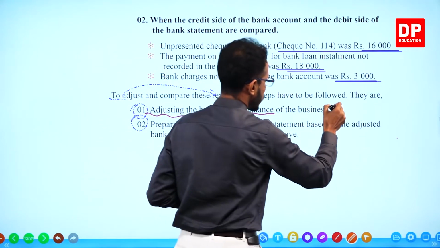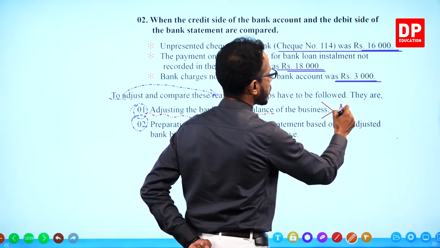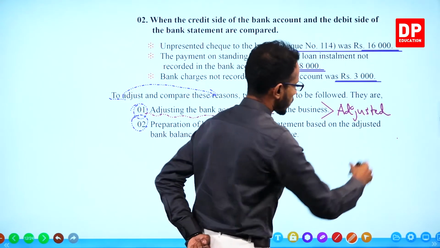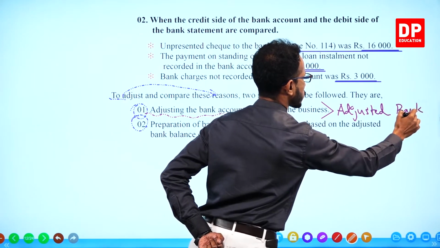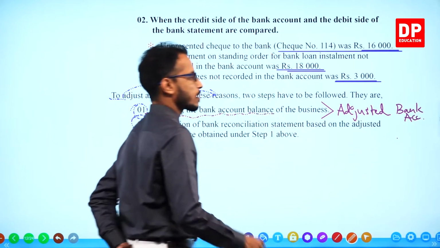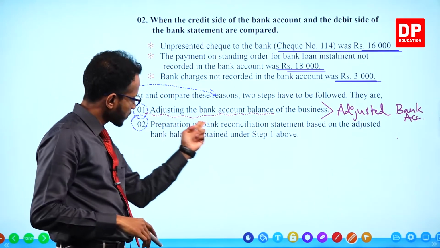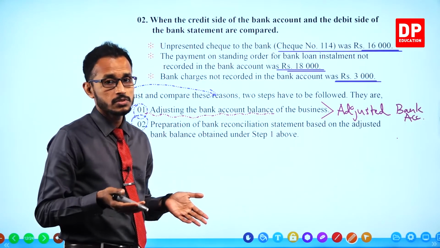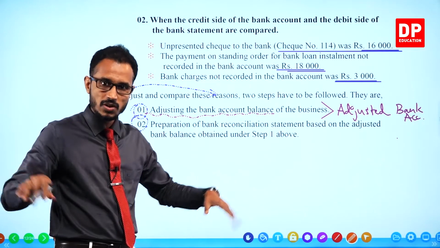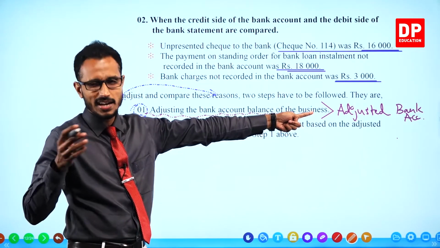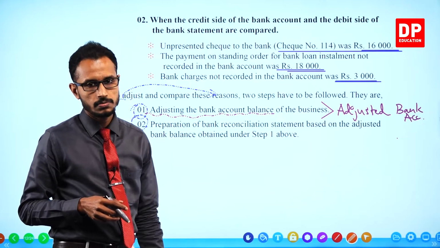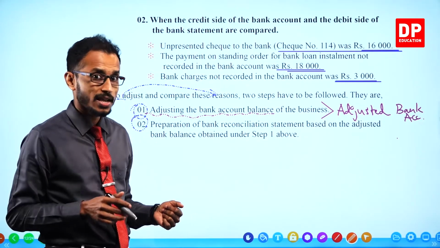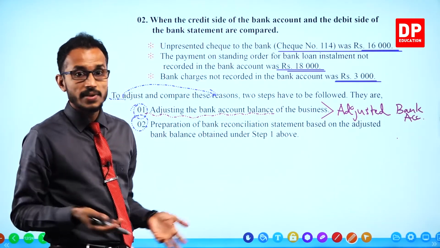balance. So here, to do this, we prepare something called the adjusted bank account. Got it? To adjust the bank account, that is from our side, to put the omissions and missing items in and complete the bank account, we prepare a separate account called the adjusted bank account. Some people call it adjusted bank account, some say updated bank account. Doesn't matter, because we are going to update it now.